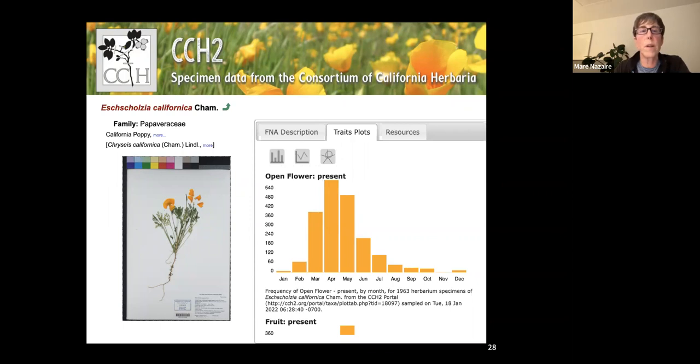So if you were to go onto the CCH2 portal, query a particular species, there are trait plots to look at the flowering times for some particular plants. This here is an example from the California poppy. And so this is based on almost 2,000 herbarium specimens.